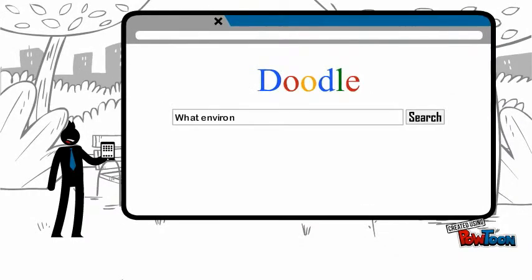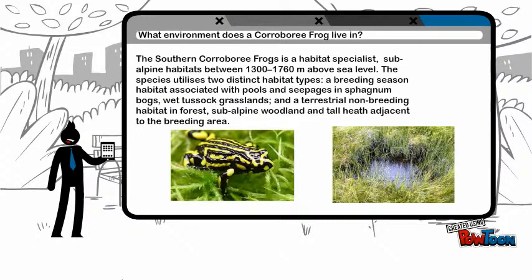What environment does the Corroboree frog live in? The southern Corroboree frog is a habitat specialist, living in subalpine habitats between 1,300 and 1,760 metres above sea level. The species utilises two distinct habitat types: a breeding season habitat associated with pools and seepages in sphagnum bogs and wet tussock grasslands, and a terrestrial non-breeding habitat in forest, subalpine woodland, and tall heath adjacent to the breeding area.